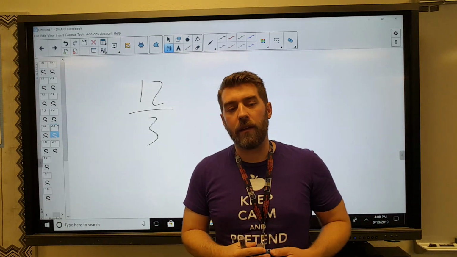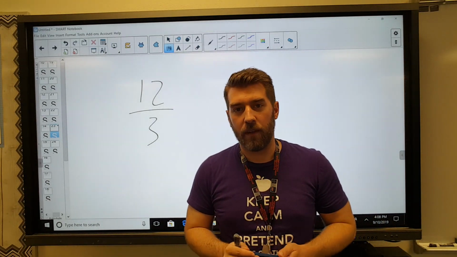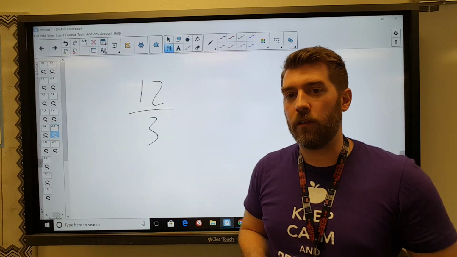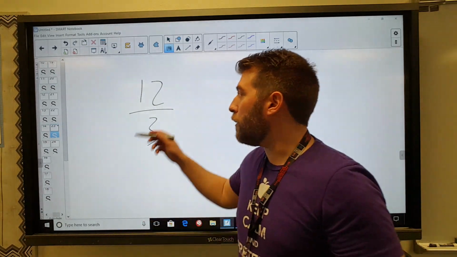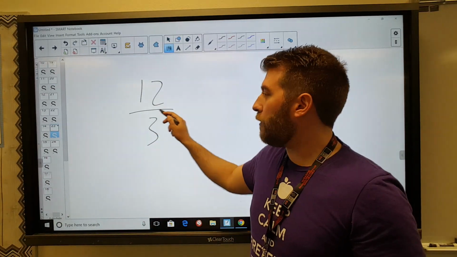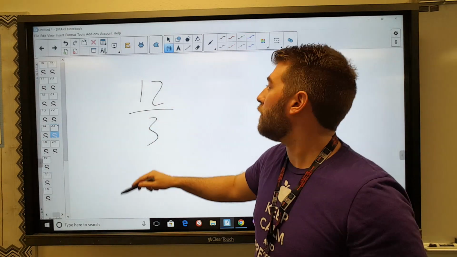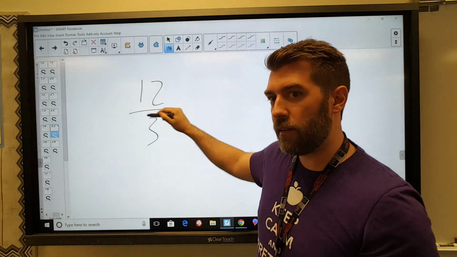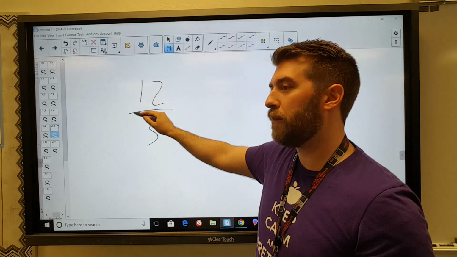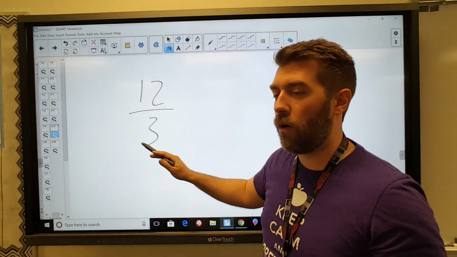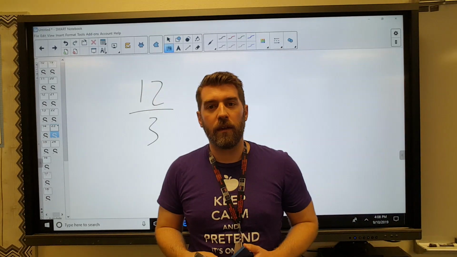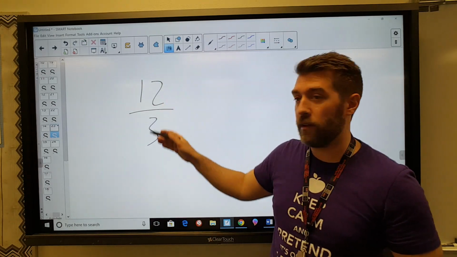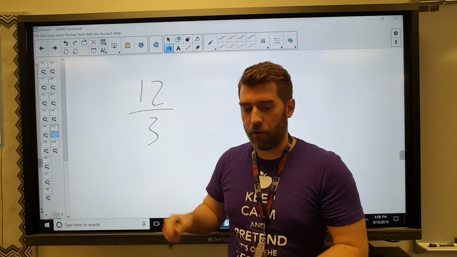Now when we're converting an improper fraction into a mixed number, the first thing we're always going to do is divide. And remember, when we're dividing fractions, the fraction bar is actually a symbol for division. So it's always going to be numerator divided by denominator. Top divided by bottom, always. Now, one of two things is going to happen when you do the division here. And we're going to illustrate the first one here.